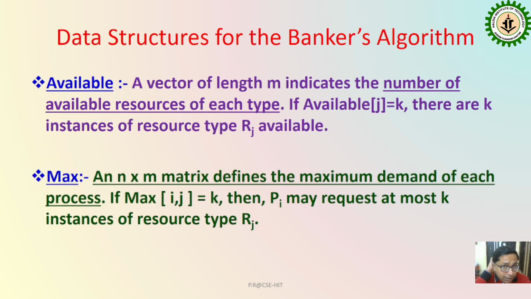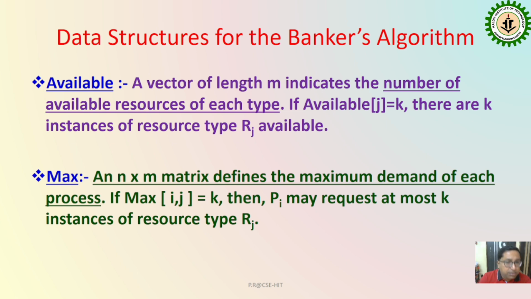So what are the data structures for the banker's algorithm? The first one is Available. It is a vector of length m, and indicates the number of available resources of each type. That means how many resources are available is represented by Available.